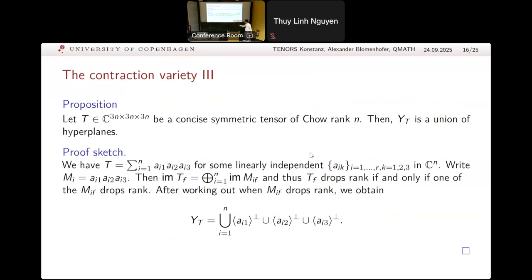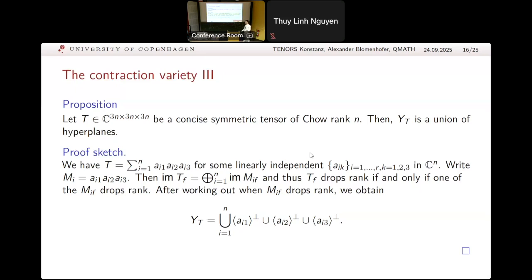But the thing that was super nice for us was basically that also for a concise symmetric tensor of Zhou rank n, the contraction variety is still a union of hyperplanes. This was really nice. And how do you show that? Well, you take some decomposition, and basically what the assumptions mean is that the a_ik in the decomposition have to form a linearly independent set. And then you basically write M_i for each of the Zhou rank 1 terms. And then what the linear independence means is basically that the image of TF is the direct sum of the images of the M_i F. Okay?